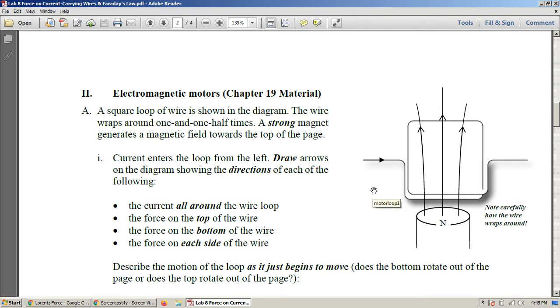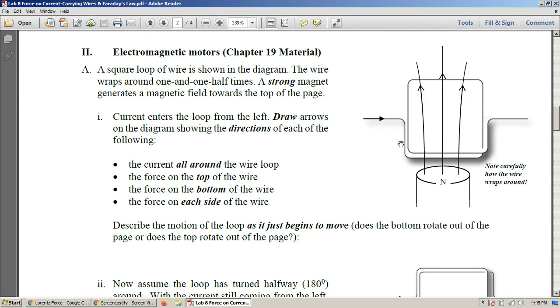So based on your answers to the previous part, you can tell what the force is on the current at the bottom of the loop, and that the force is different on the top of the loop. And what this is going to do is cause the loop to try to rotate.